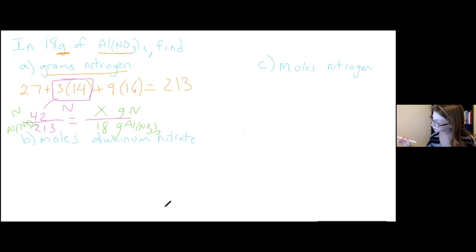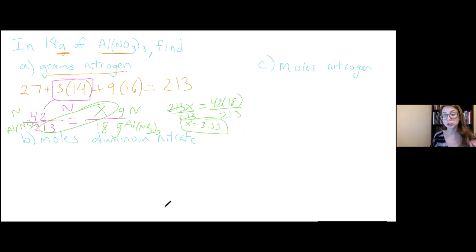Cross multiplying, this is what I think will work best for most of you. So 213 times X from here equals 42 times 18. And then we'll divide by 213. 42 times 18 divided by 213, we get 3.55.